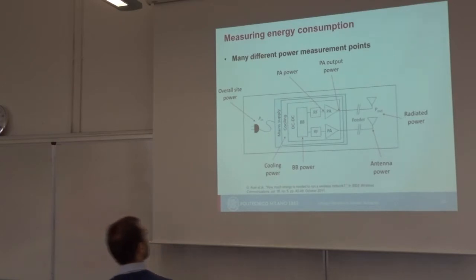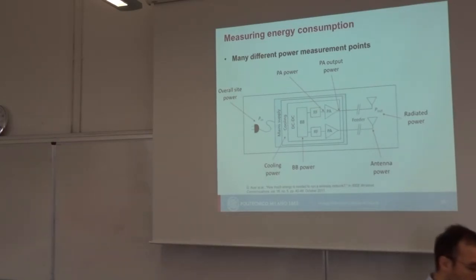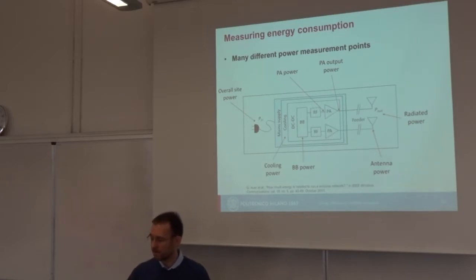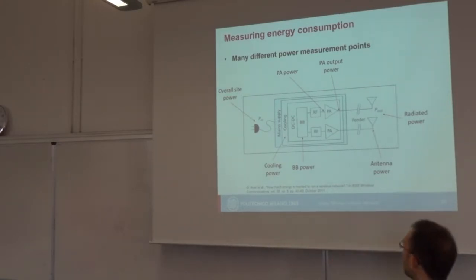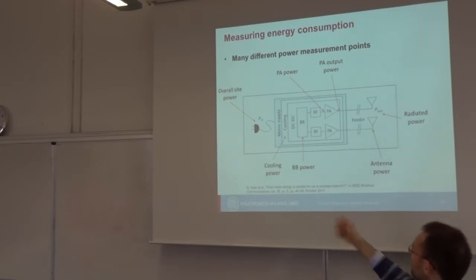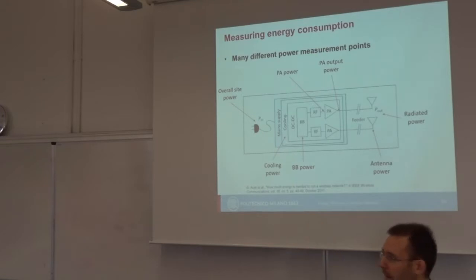For instance, if you consider the energy consumption, so the power that you have to consider, this is a high-level scheme of the power consumption in the station, and here you can see that you have many points where you can measure your power. You can have the power beyond the antenna. You can have the antenna power, so what you have before the antenna transmission. Then you can have the output power of the power amplifier, before the feeders. Or you can consider the power you have to feed into the power amplifier. Or you can consider the baseband processing power. Or the power that you have to provide before the cooling system. Or the overall site power. So there are many options.